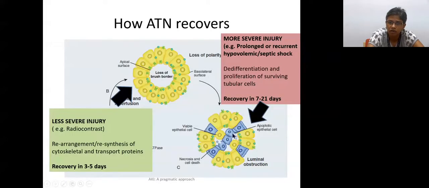How does ATN recover? So slowly what happens is these cells which have become necrosed will start multiplying again. So in a very early kind of injury, recovery may happen as soon as 3 to 5 days. But if you've had severe injury like this, where cells have necrosed and fallen out, the recovery may be delayed for up to 7 to 21 days.